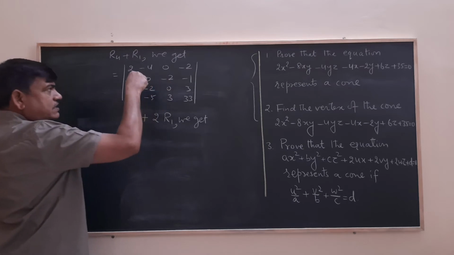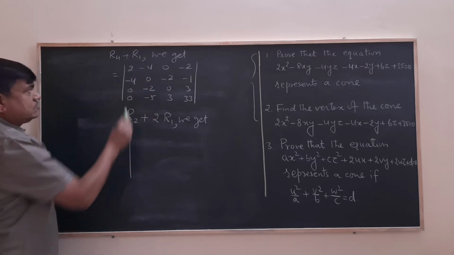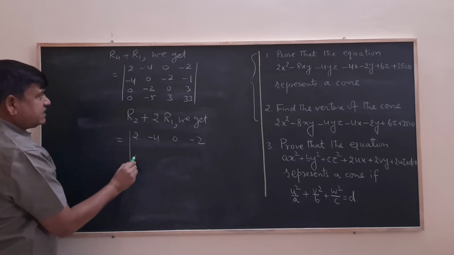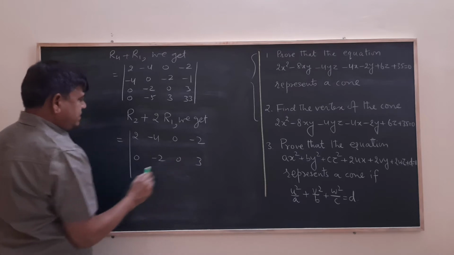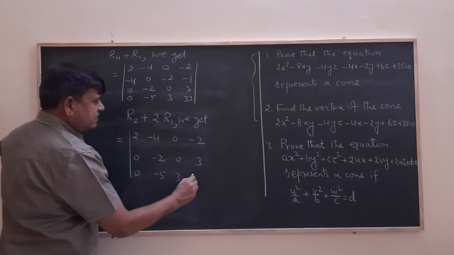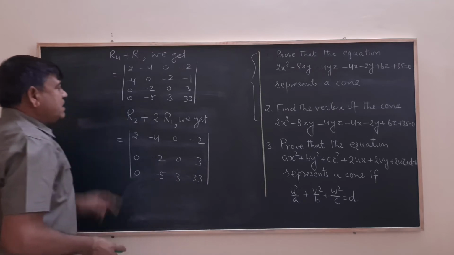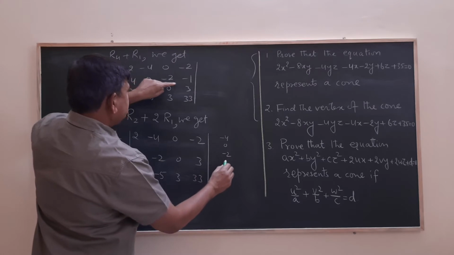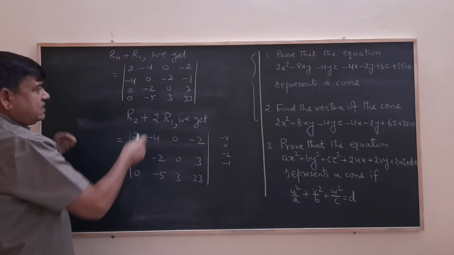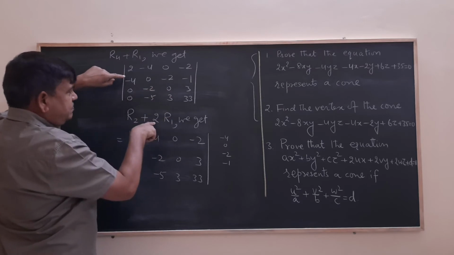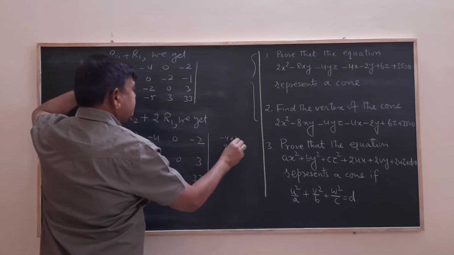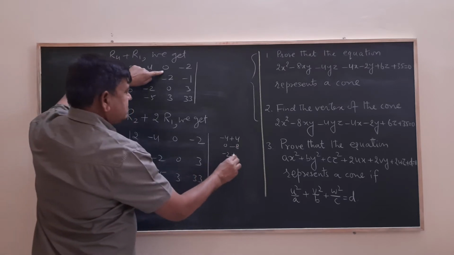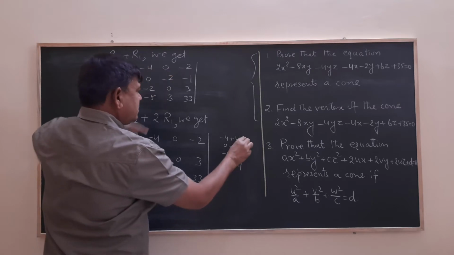We have to multiply by 2 and add to it. So this will be as it is, 2, minus 4, 0, minus 2. Third row I write as it is: 0, minus 2, 0, 3, 0, minus 5, 3, 33. Now R2 means minus 4, 0, minus 2, minus 1. Multiply the first row by 2, so it is plus 4, minus 8, then it is 0, then it is minus 4. So you see the answer.